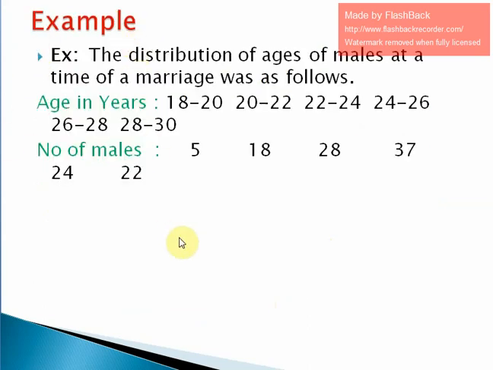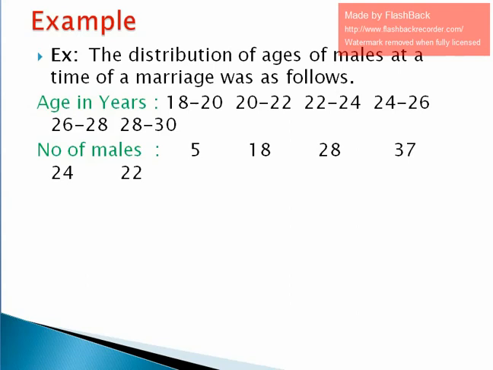To draw the histogram, which is a graphical representation, there exist an x-axis and a y-axis. Take the age in years on the x-axis and the number of males on the y-axis, and draw the rectangles. The base of the rectangle on the x-axis is age in years and the height of the rectangle is the number of males. So for 18 to 20, draw a rectangle whose height is 5. For 20 to 22, draw a rectangle whose height is 18. So draw such rectangles, and we will get a histogram.